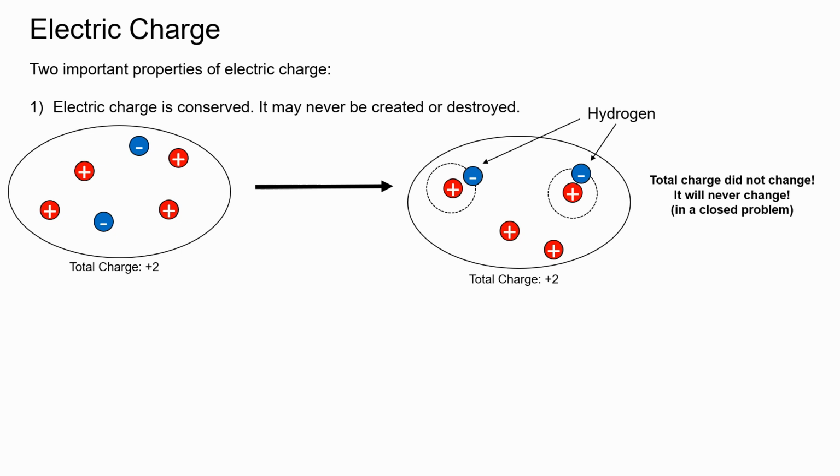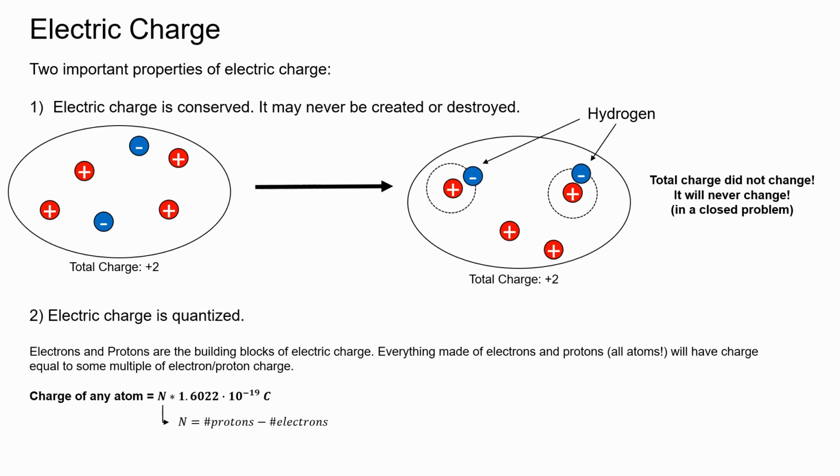What do we learn? Well, even though things happened within this circle, within this problem, the total charge did not change, and it will never change in a closed problem. What do we mean by a closed problem? Well, as long as we never take a positive charge or a negative charge out of this circle or introduce a new charge within this circle, the total charge is always going to stay the same. No matter what happens within this circle, the total charge will always remain plus 2.